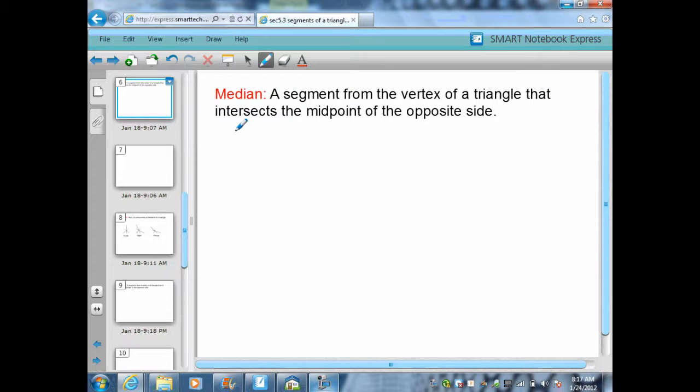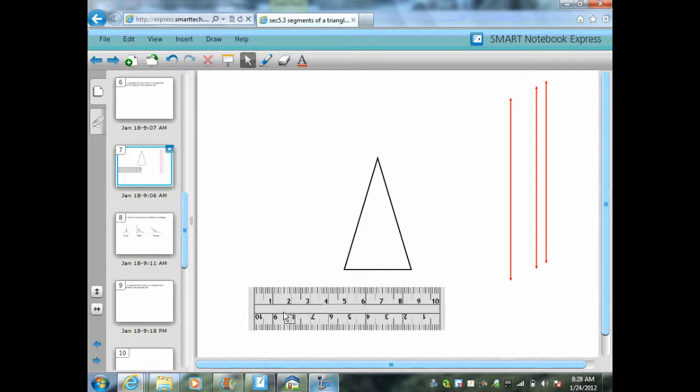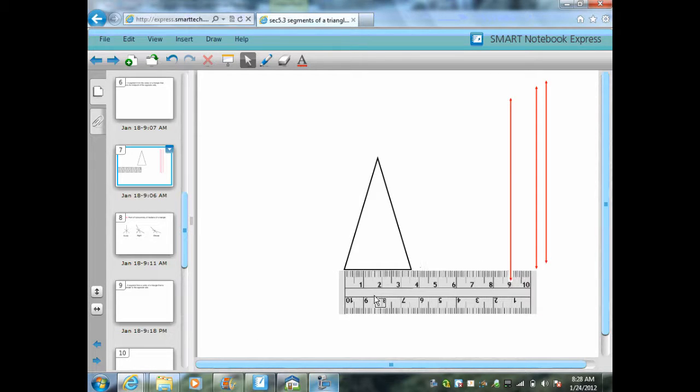Our next definition is a median. A median is a segment from the vertex of a triangle that intersects the midpoint of the opposite side. Given this acute triangle, let's find two medians. Let's start with one of the easiest ones. Let's find the midpoint of the base and create a segment from the vertex to the midpoint of that base.